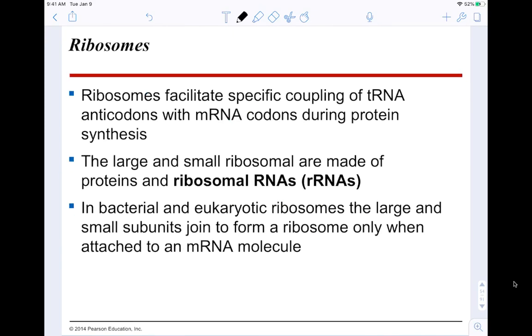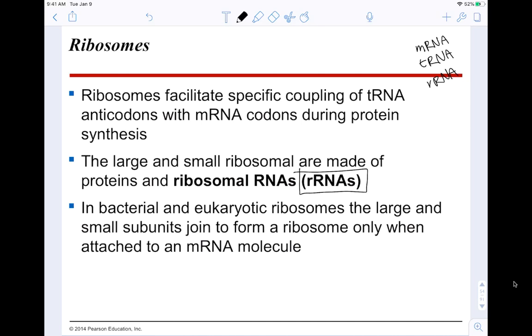Ribosomes. Ribosomes are going to facilitate specific coupling of tRNA anticodons to the mRNA codons during protein synthesis. The large and small ribosomal subunits make up a ribosome. So ribosomes are made of rRNA. So there's 3 different types of RNA. You have mRNA, which is our messenger. You have tRNA, which is our transfer. What does it transfer? It transfers an amino acid. And then you have rRNA, which is ribosomal RNA, which just makes up a ribosome with other proteins.